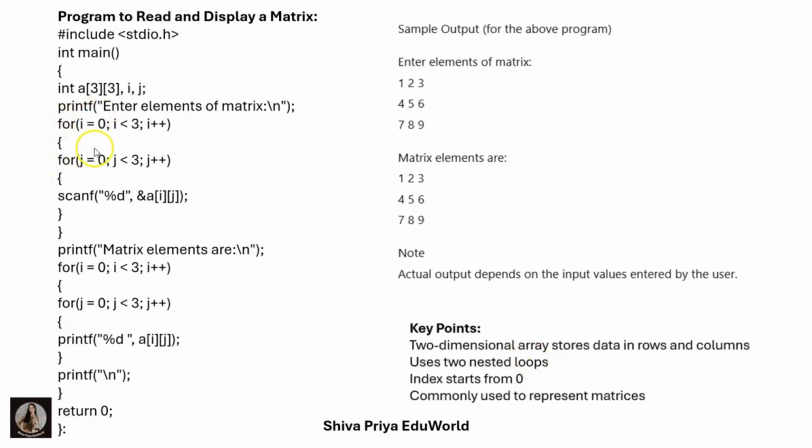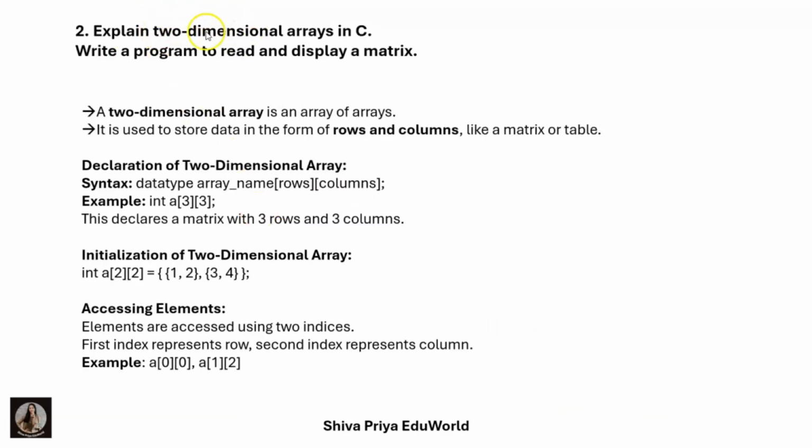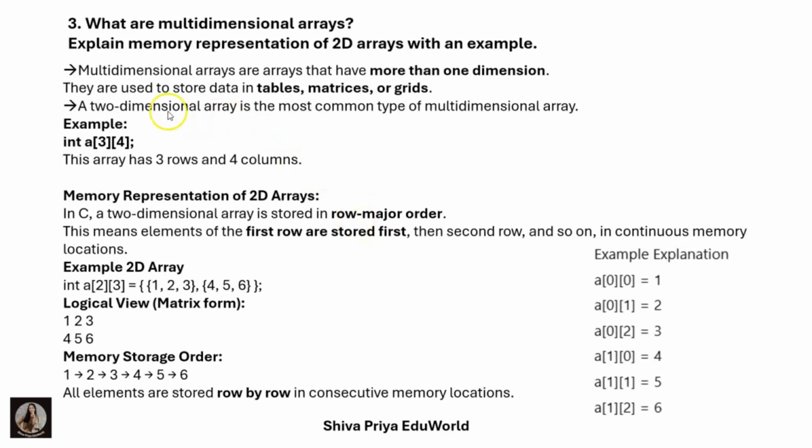Here you can see a for loop, two nested loops. A loop inside a loop is called a nested loop. And the index starts from 0. Always, the index starts from 0 only. Clear? And it is commonly used to represent matrices. Why do we use a 2D array to represent matrices? Because we can store the data in rows and columns. That's why I can easily represent matrices using 2D arrays. Clear with this? Let us move to the next question.